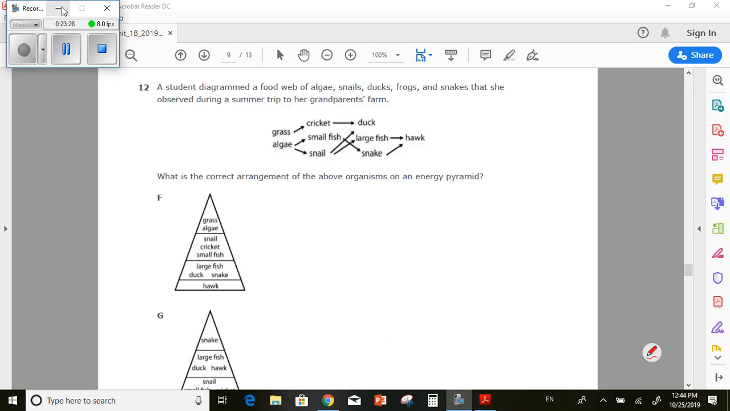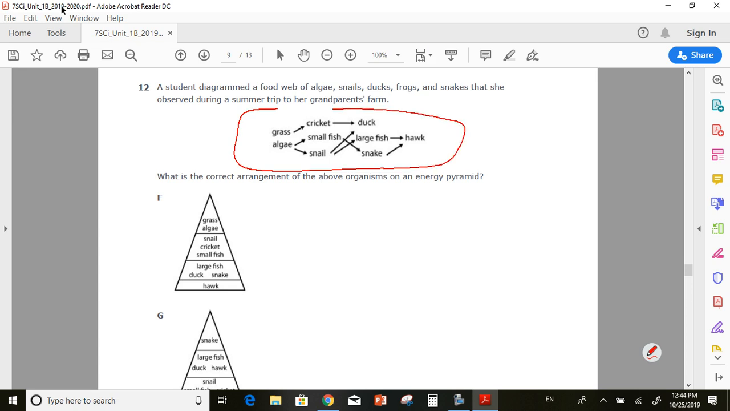Number 12. A student diagrammed a food web of algae, snails, ducks, frogs, and snakes that she observed during a summer trip to her grandparents' farm. So we have the food web right here. The question is, what is the correct arrangement of the above organisms on an energy pyramid?